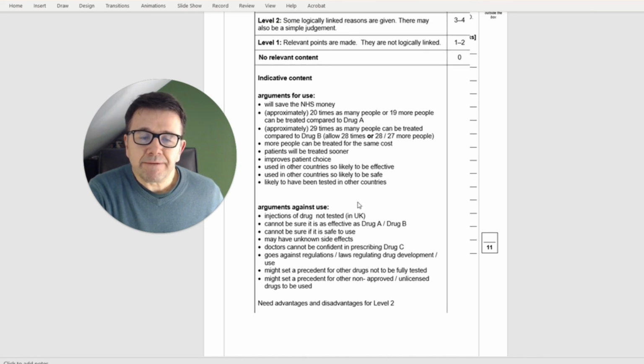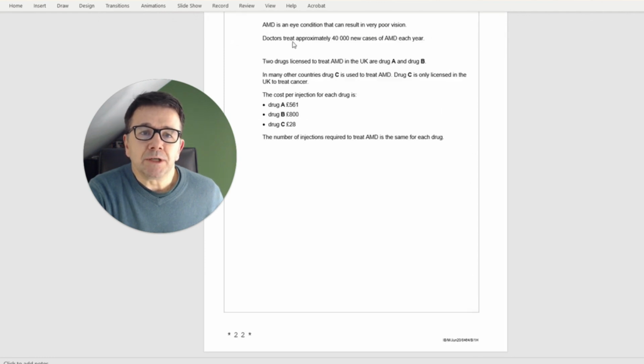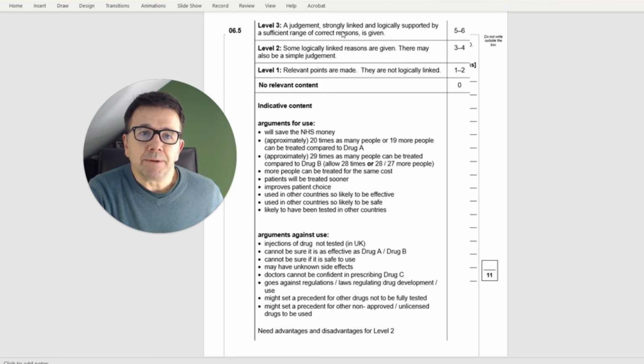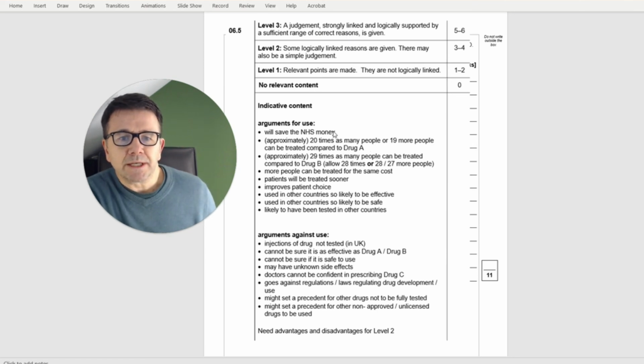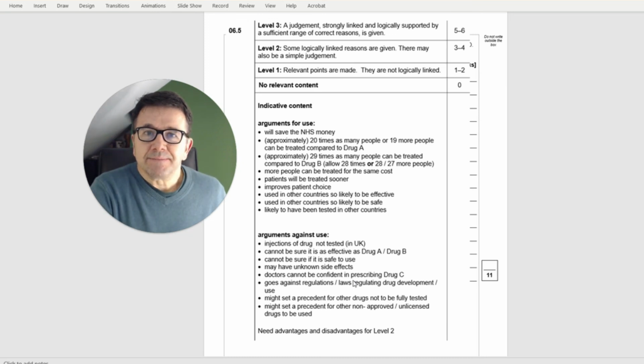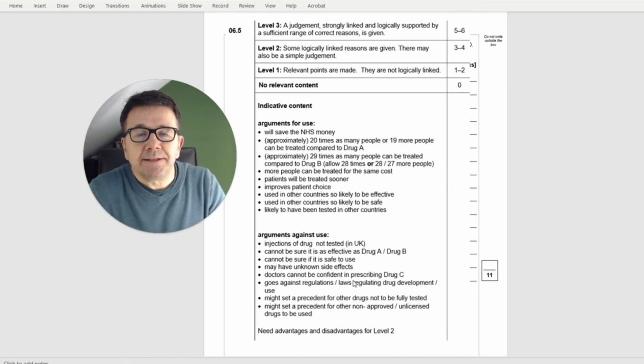So there's many different reasons for and against. You don't have to mention all of them, but a judgment is made by the examiner on whether you've made strongly linked and logically supported kind of judgments using a sufficient range of correct reasons. So I would say probably we're looking for 3 advantages and 3 disadvantages, all written up really nicely and logically and correctly.